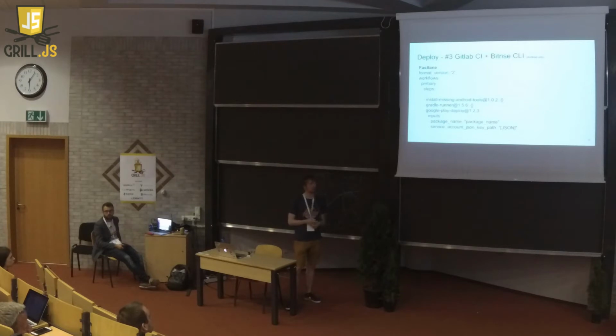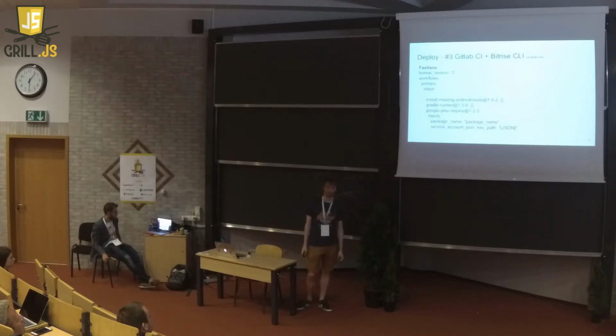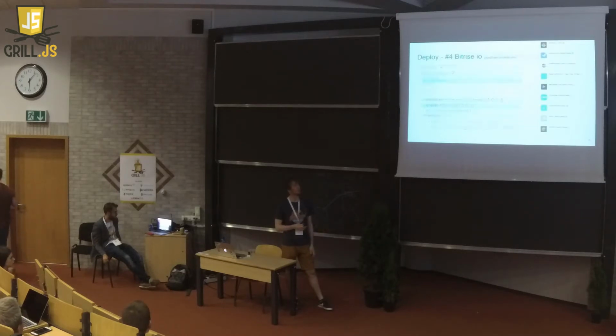An alternative would be to use Bitrise again, the CLI. So here what we have to do, once again, install dependencies, build the application, and then use the Google Play deploy. We have to set some information like a package name and service account. So this is the JSON file that you can download from the Google page. But the problem with it is that it's just Android for now. So if you want to deploy for iOS, for the store, you can't do that yet.